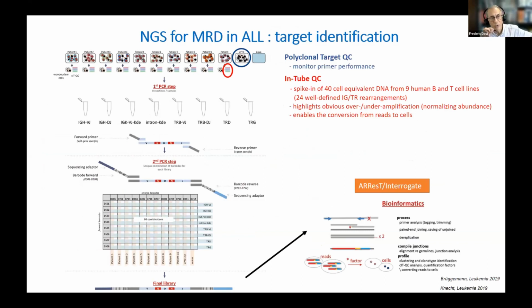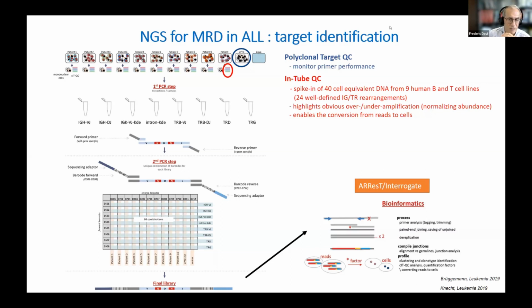Another approach was done for MRD in acute lymphoblastic leukemia. And as I've shown you from the thousand plot, these are tumors where there are often multiple genes and multiple targets which are rearranged. So another work package took care of designing an assay, which is a bit different here. It's a two-step PCR, where all the targets are amplified.